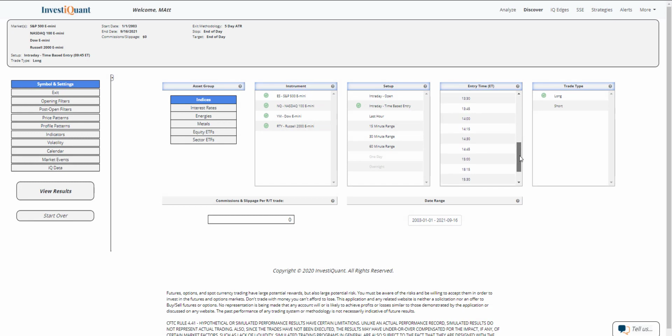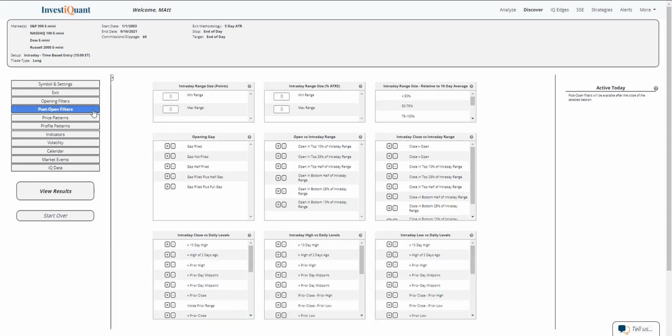We're going to be looking at what has happened historically going into the close ahead of options expiration day when you are below the prior session closing price. So I've selected the 3 p.m. entry here. It'll be set up as a long. Next, I'm going to go into the post-open filters, and I'm going to say that the 3 p.m. price is below the prior day closing price.